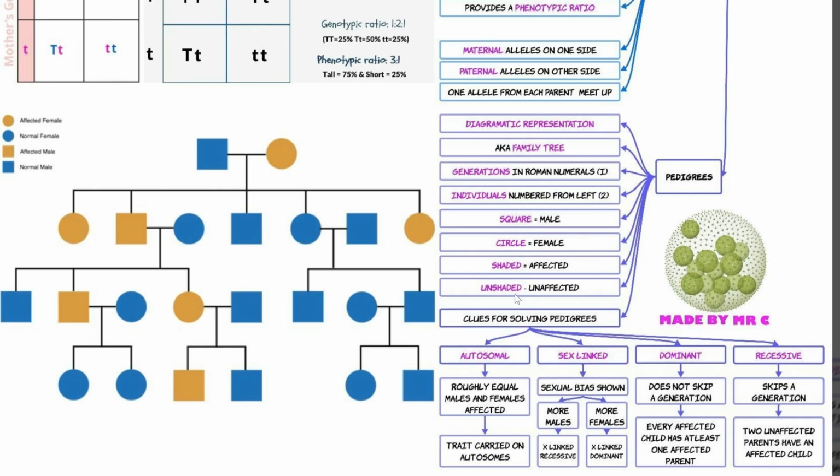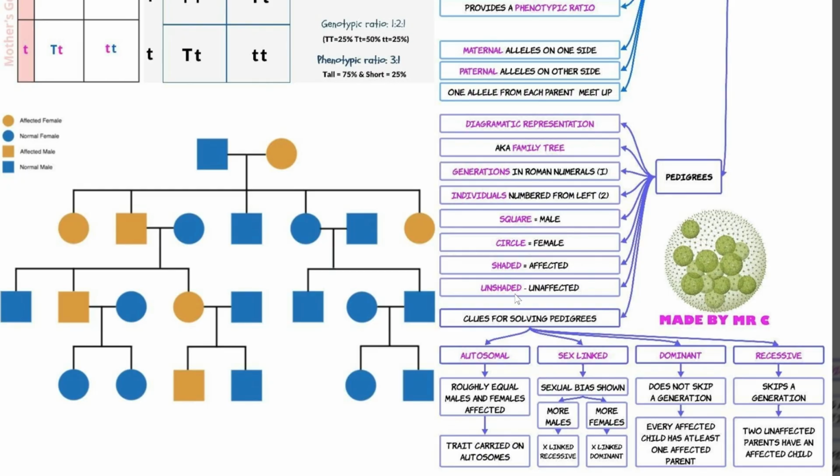When it's autosomal, there are roughly equal amounts of males and females affected by the trait, and this is carried on autosomes. In sex linkage, there is sexual bias shown in the pedigree. If there are more males, it's likely to be X-linked recessive. If there are more females, it's likely to be X-linked dominant.